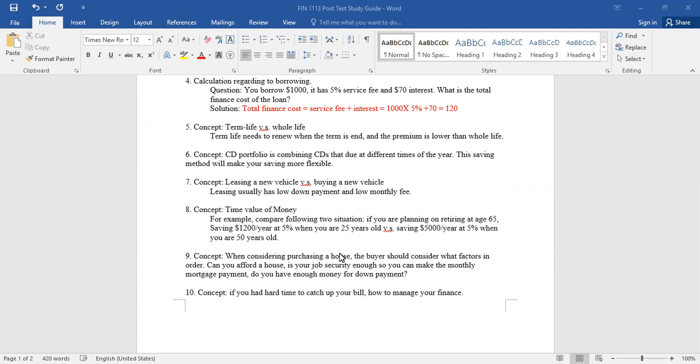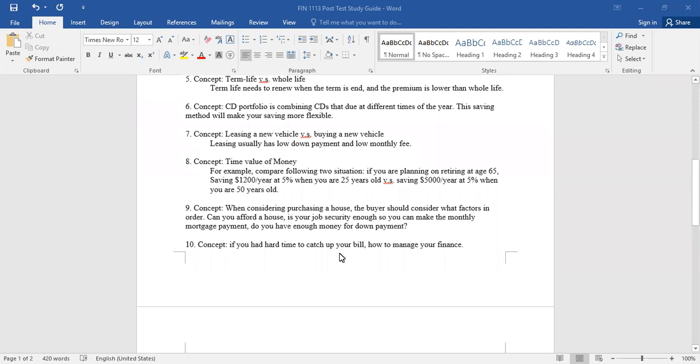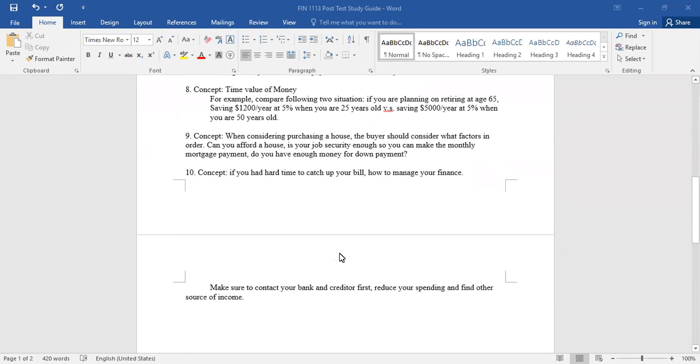The last question, okay, is about if in case you have a hard time catching up on your bills, for example, with COVID-19, you lost your job and cannot make the payment, how do you manage your finances? Remember, if you have a hard time catching up on your bills, first one, you need to contact the company to say, hey, I have a hard time paying you, let's say mortgage. Can I make a certain arrangement?